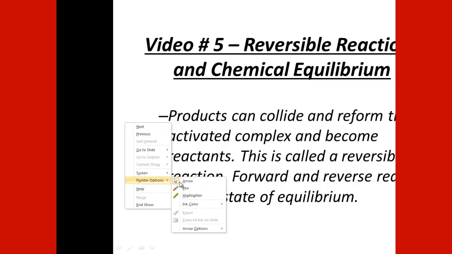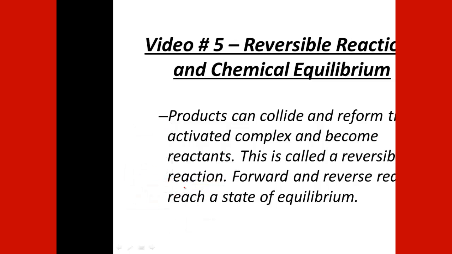Going to look into video number 5, and it's going to talk about reversible chemical reactions and our idea of chemical equilibrium. Now, our main idea is products can collide and reform the activated complex and become reactants. This is going to be called a reversible reaction. Forward and reverse reactions are going to reach a state of equilibrium.